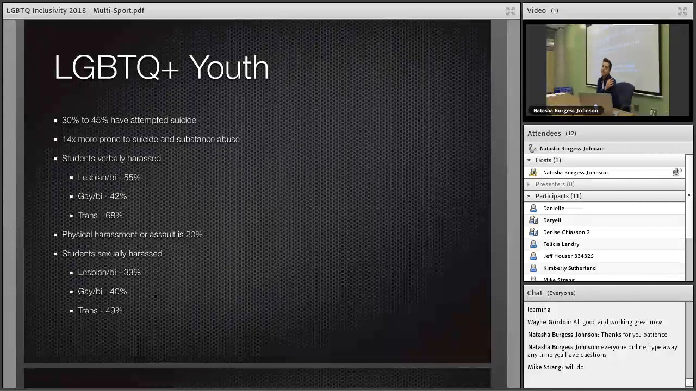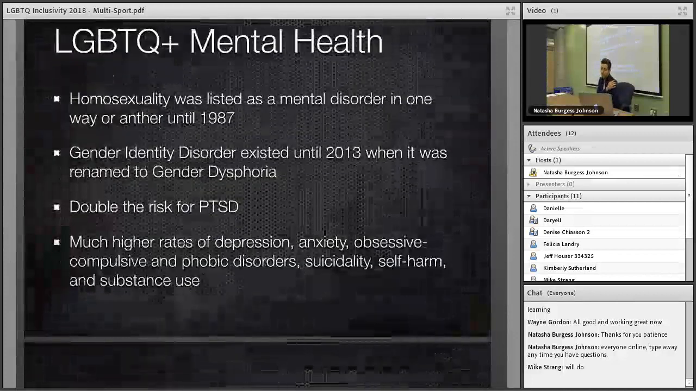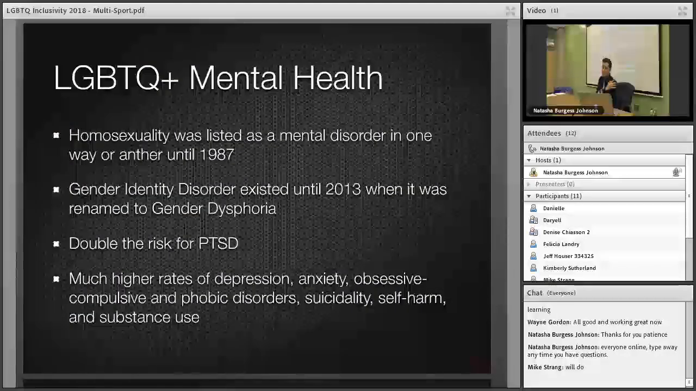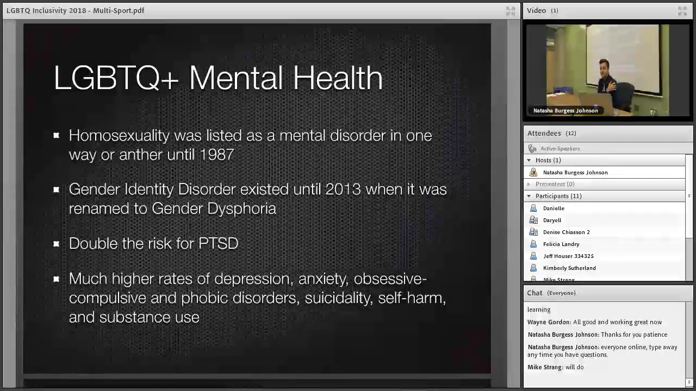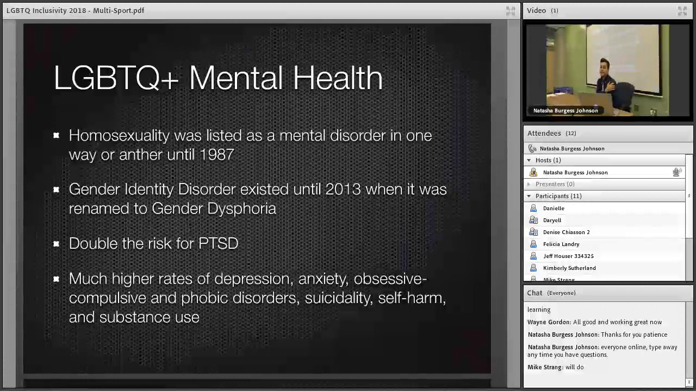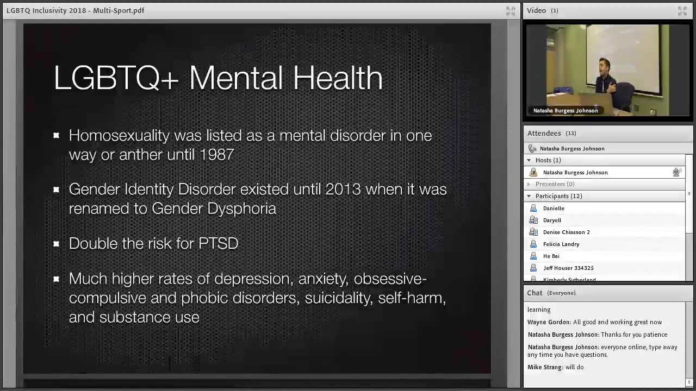And then there's a pretty big link between LGBTQ plus and mental health. Homosexuality was listed as a mental disorder in one way or another in Canada until 30 years ago, to 1987. Gender identity disorder existed until 2013. It was renamed to gender dysphoria. That would be somebody who's transgender or gender non-binary.